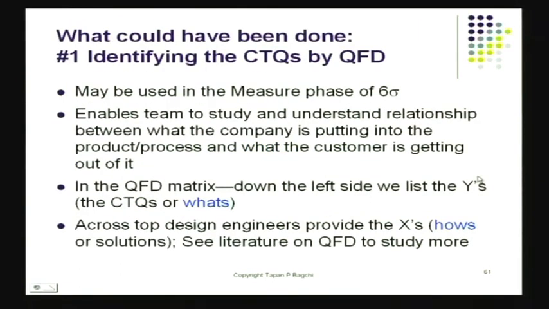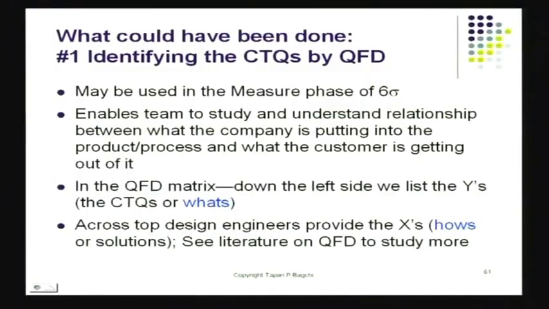What things could have been done differently? Suppose you were doing this as a top-notch company. You are really a Six Sigma company and you have these defect complaints coming to you. What would you do differently? Let's take a look at all kinds of things that you could do. The first thing you should try to do is identify the critical to quality characteristics using QFD. Remember QFD, quality function deployment.